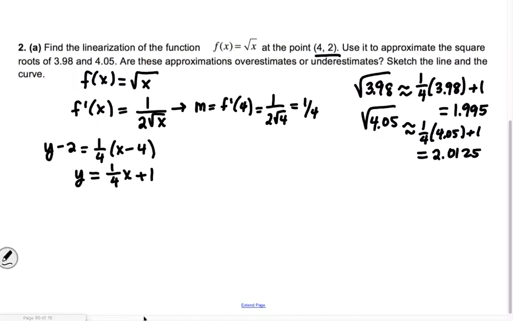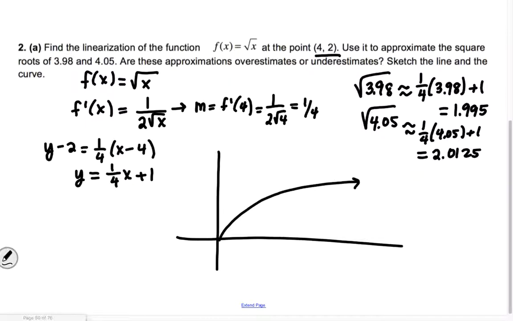Okay, so here's how we do this. We think about the graph. All right, so our point is (4, 2).